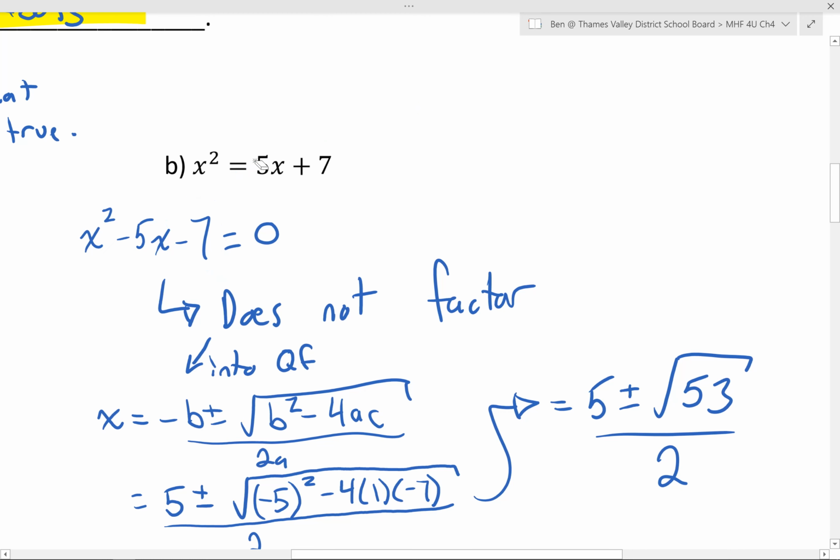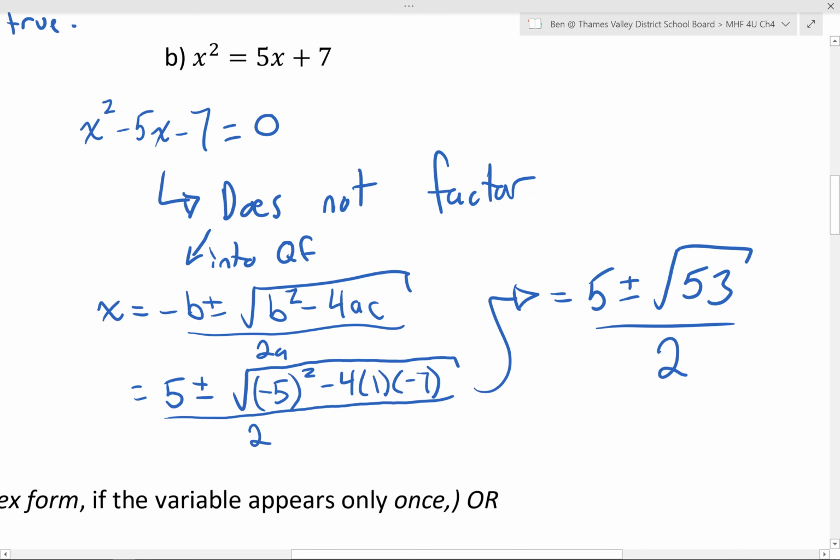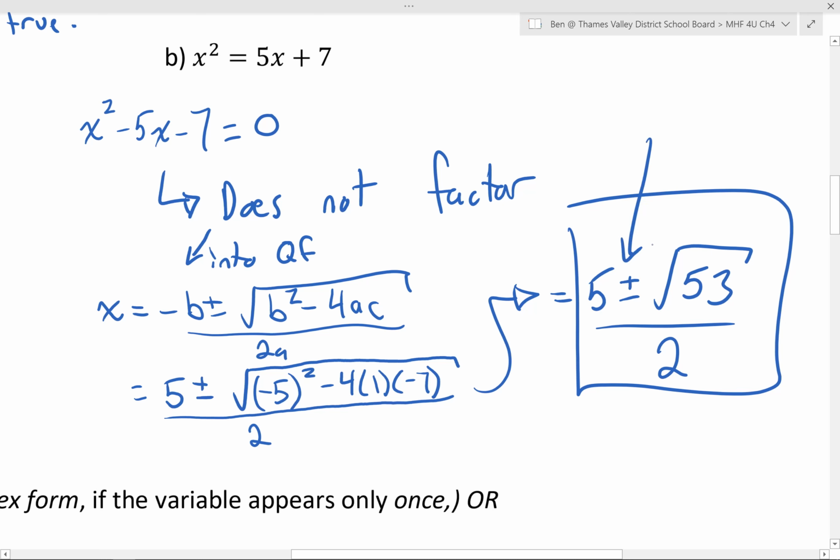If it doesn't factor, then we need to throw it into the quadratic formula. Hopefully you should be a master of that by now. If not, you can look that one up on your own. There are plenty of fantastic resources to walk you through using the quadratic formula. And you can use the quadratic formula here to find your final roots. These are 2 roots, plus or minus the square root of 53. So 5 plus or minus the square root of 53, all divided by 2.